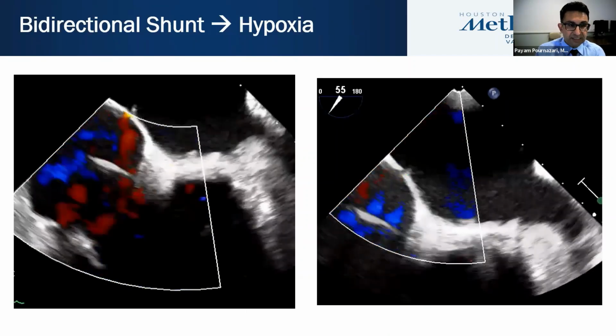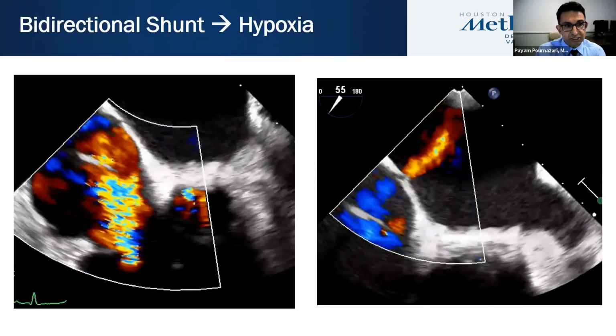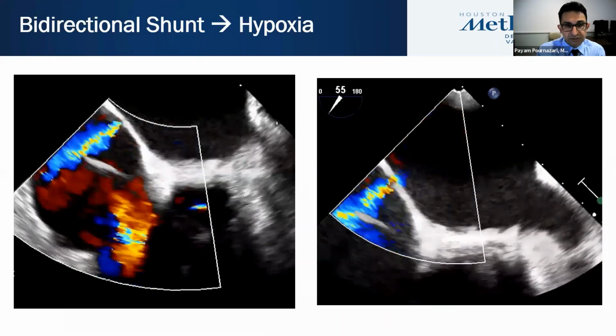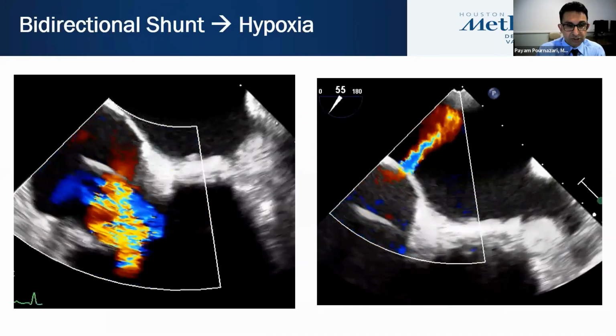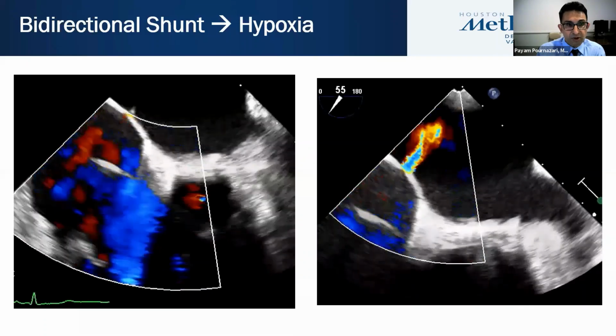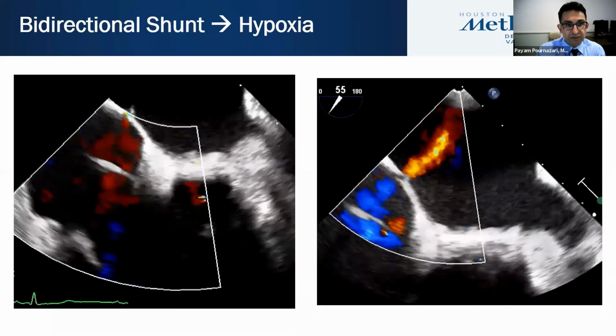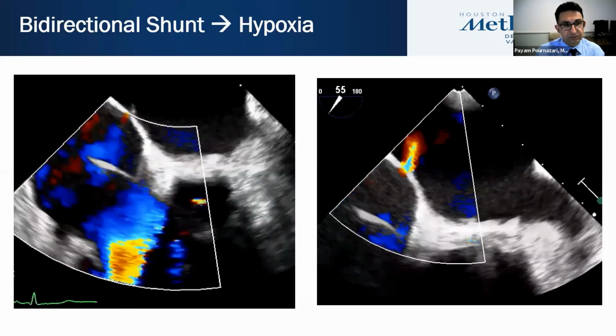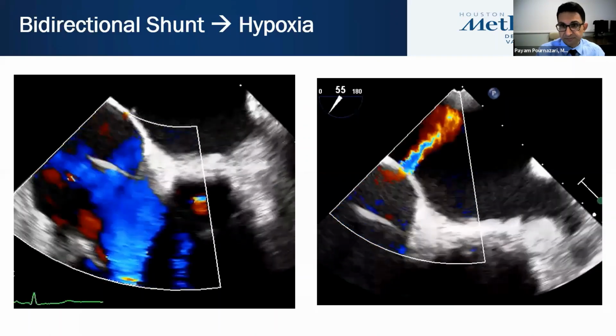This was a case with severe tricuspid regurgitation and pulmonary hypertension, in which after transcatheter edge-to-edge repair, the patient became hypoxic, and in the setting of bidirectional shunt, required to have the shunt closed with an Amplatzer device.